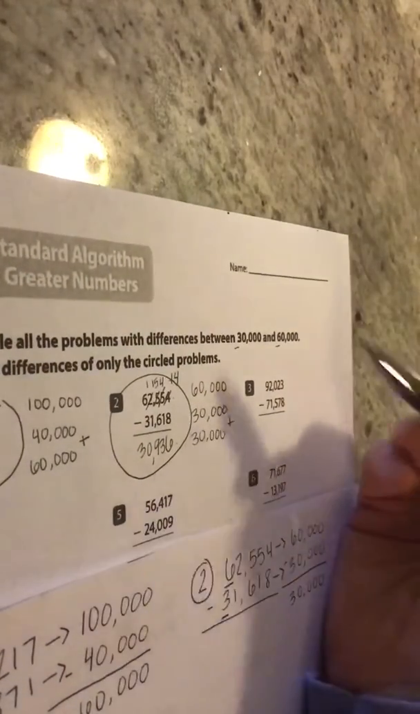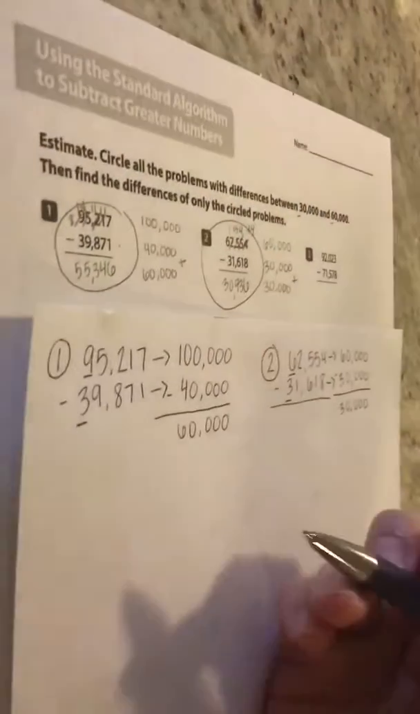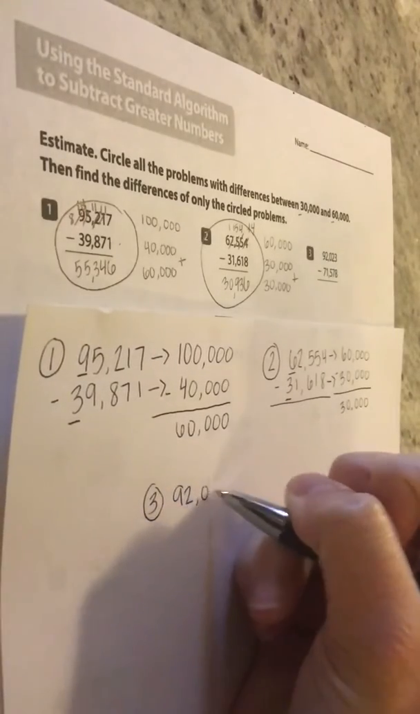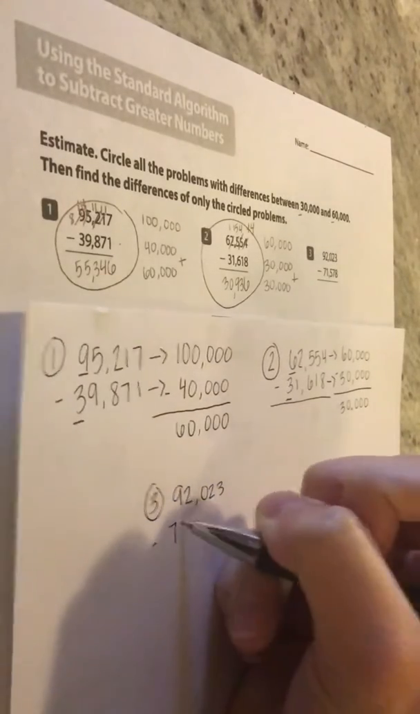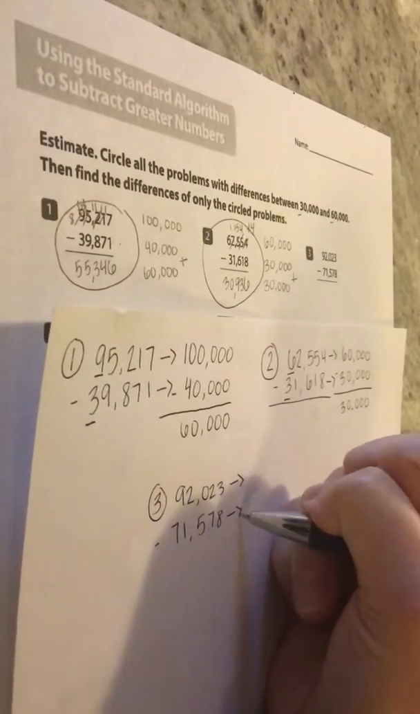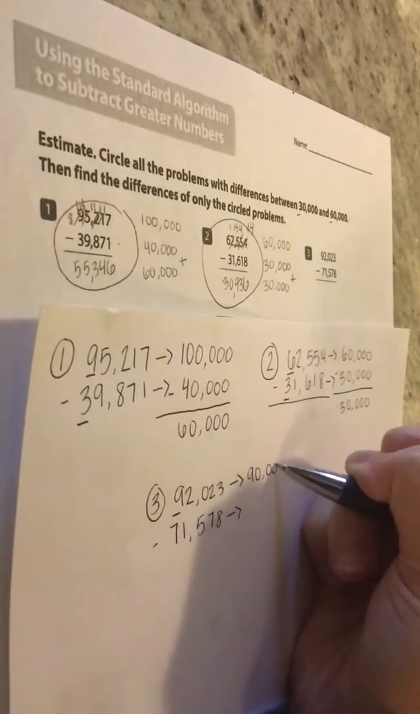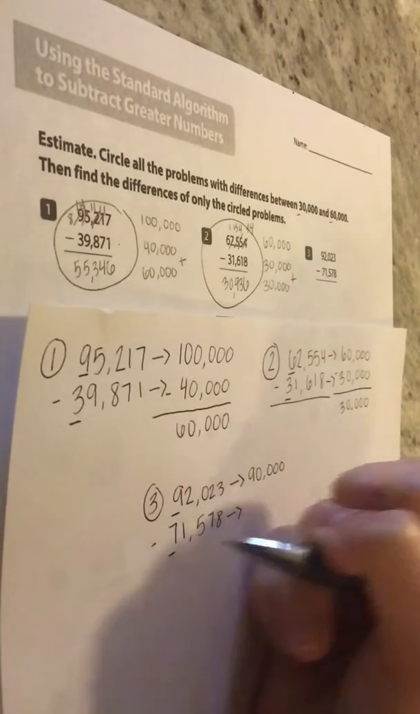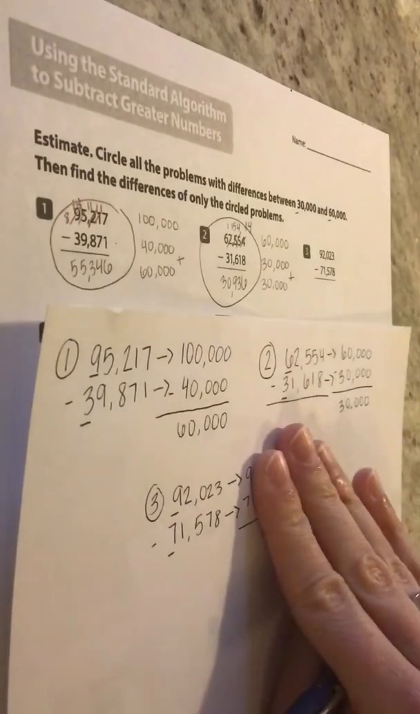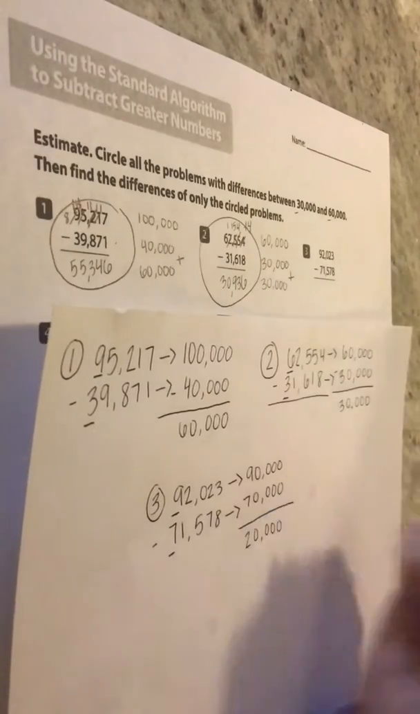All right, and then I'm just going to show you real quick, number 3. 92,023 minus 71,578. If I round these to the nearest 10,000, this would stay 90,000. The 1 tells me to keep the 7 the same, so 70,000. And then when I subtract, 9 minus 7 is 2. Then I add my zeros back, that would make it 20,000.